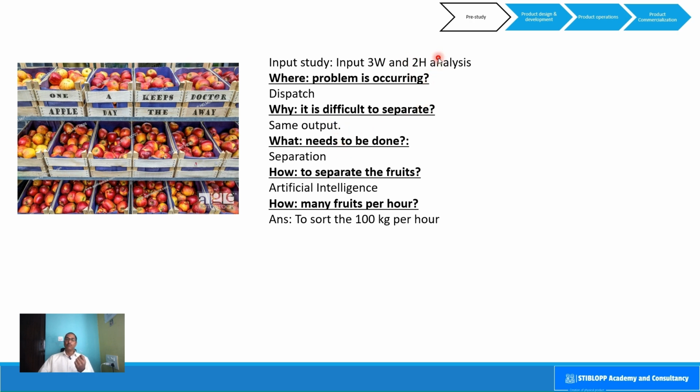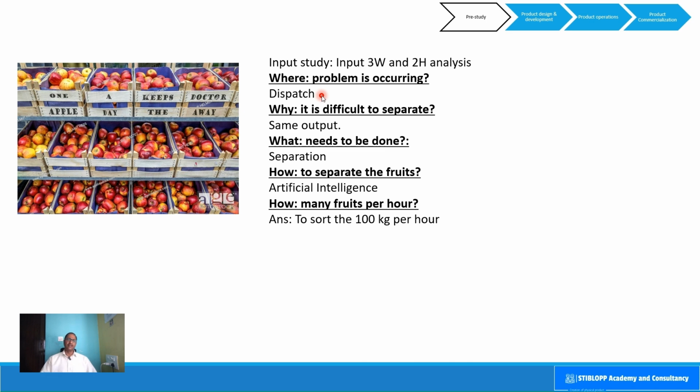And what are these two H's? How to separate the fruits, and how many fruits are being separated per hour. Okay, now let us see into this one by one. Where the problem is occurring? The problem is occurring at the dispatch area. And why it is difficult to separate? Because the okay and the not okay fruits are coming at the same output.